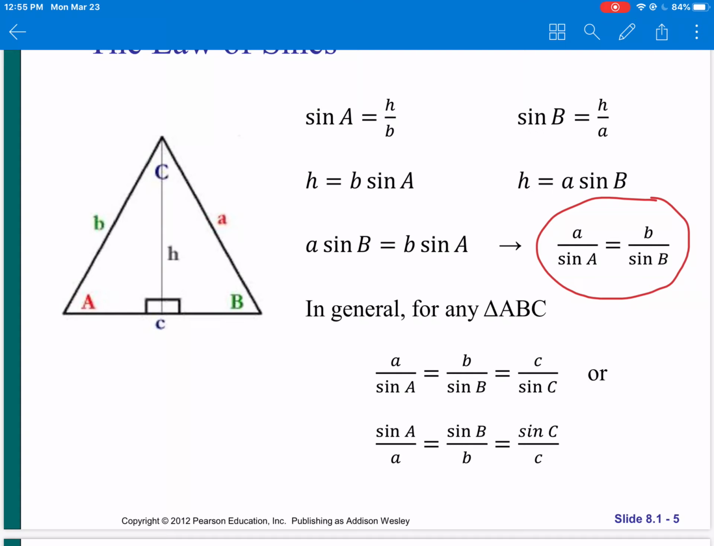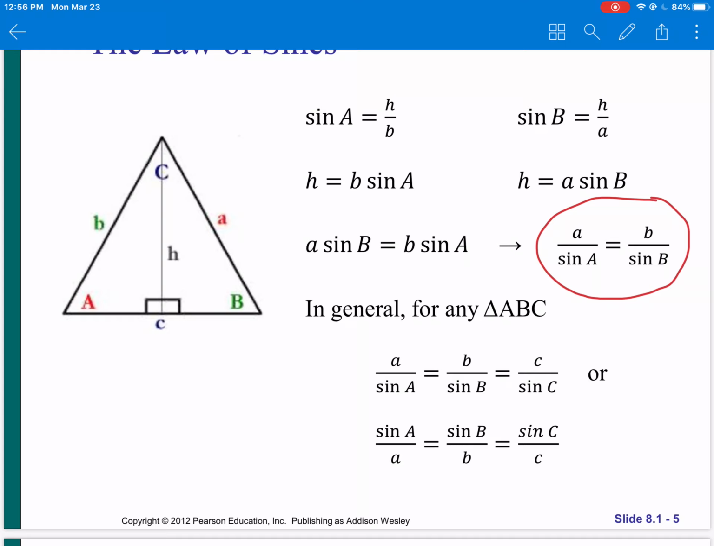And depending on which part of the equation or which piece you're solving for, you may want to put the side on top, or you may want to put the angle on top. Again, it just depends. I'll show you some different examples where you may want to do that differently. But what you're doing in setting up this is what we call our law of sines.